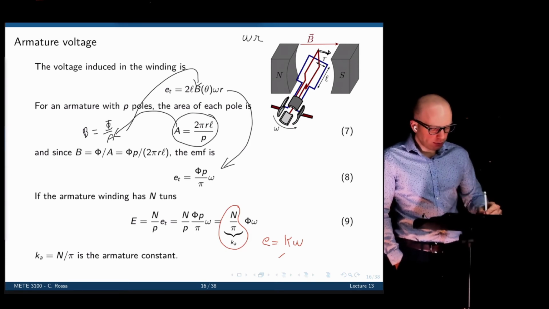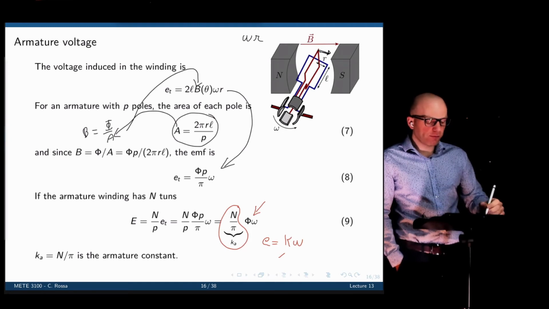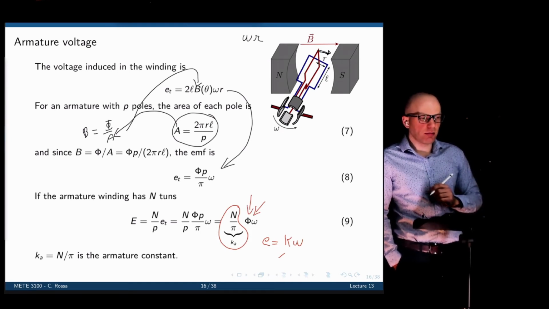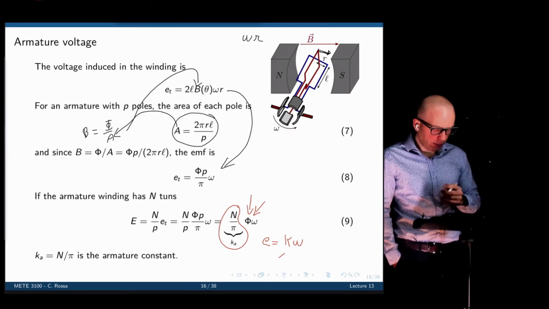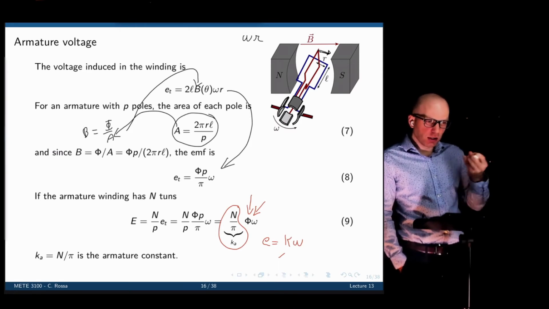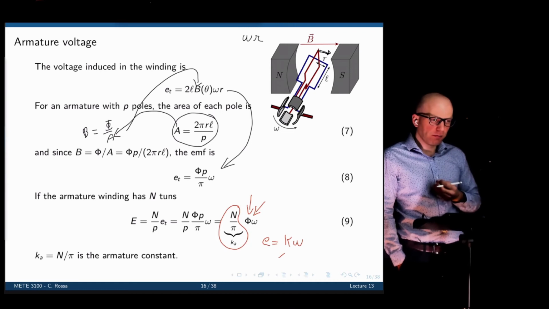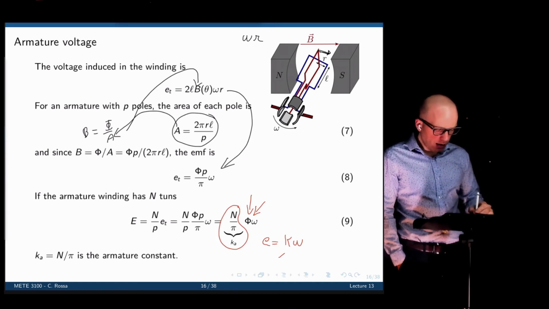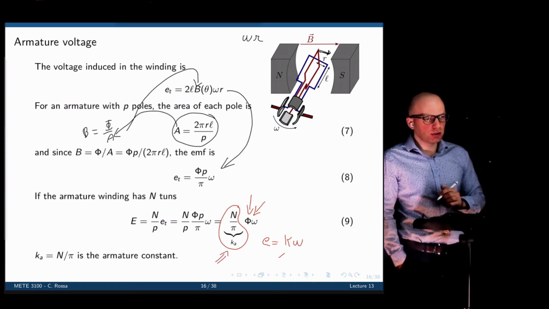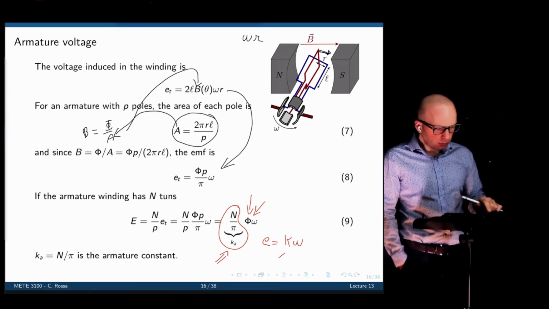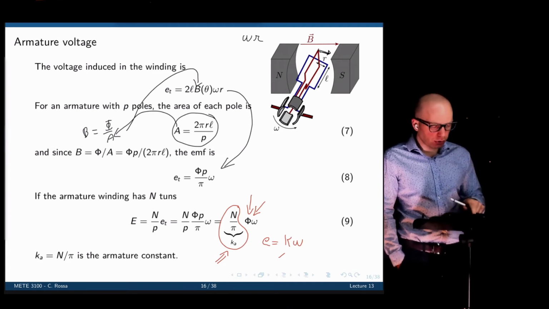All right. So the faster you rotate, the more EMF we get. The greater the magnetic flux, the more EMF we get, and that depends on that proportionality constant from the speed to EMF, which is n over pi, and that's Ka. That's the speed constant in the DC motor. Now let's do the same analysis to see the torque.